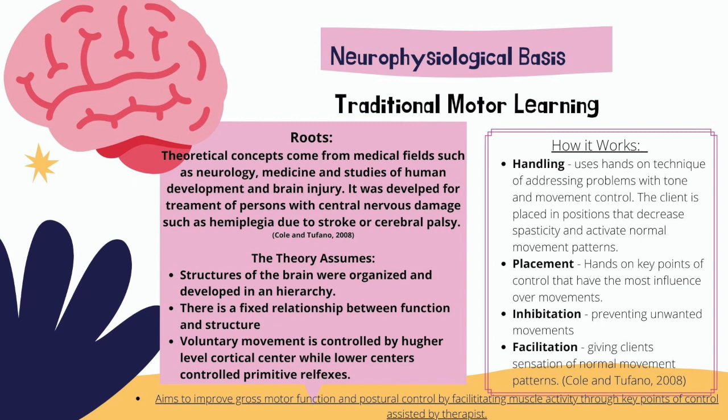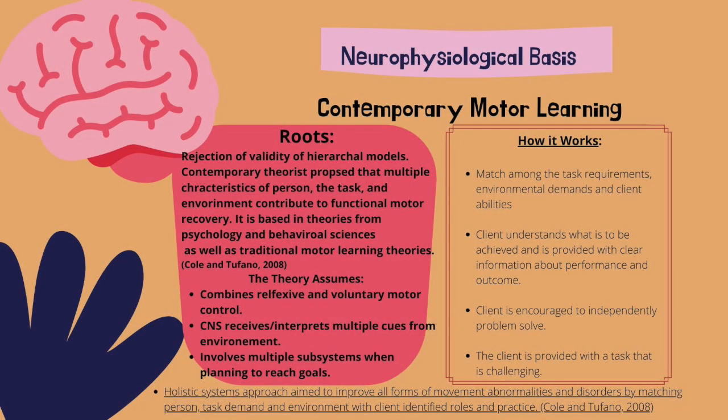Contemporary motor learning is based on the rejection of the validity of hierarchical models and proposes there is an open loop system of control in which multiple characteristics of the task and environment are received by the central nervous system at multiple levels and contributes to functional motor recovery. It is a holistic systems approach aimed to improve all forms of movement abnormalities and disorders by matching task requirements and environmental demands and client abilities, making sure the client understands what is to be achieved and is provided with clear information about motor skill performance and outcome, and that the client is encouraged to independently problem solve and is provided with a task that is challenging.